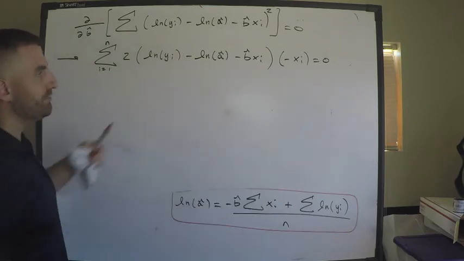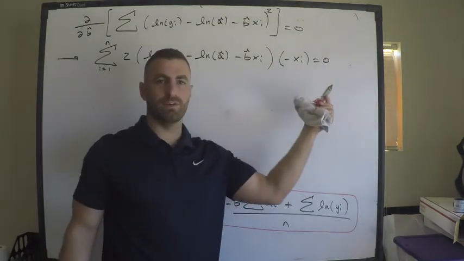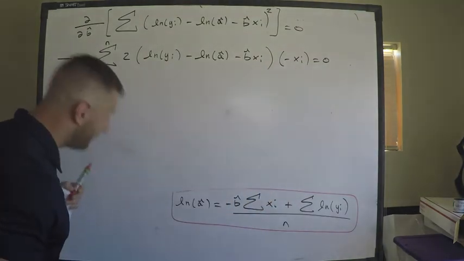You can't just divide it out. We could do it before because it's just a constant. Furthermore, xi could be 0. We can't divide by 0. So a couple of reasons why you can't get rid of it.